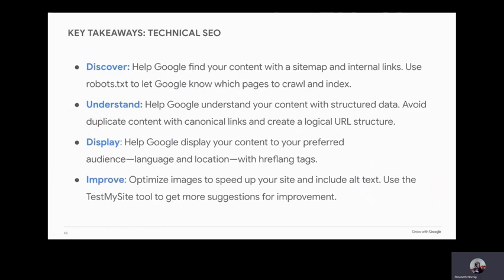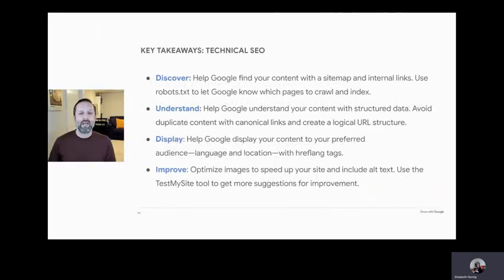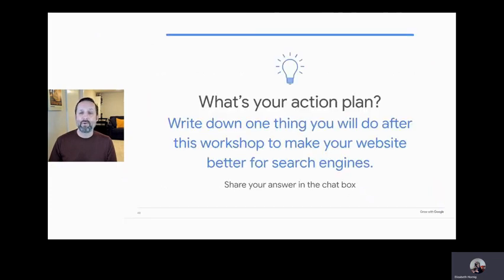And for technical SEO, discover. Help Google find your content by creating and submitting a sitemap. Incorporate internal links and publish a robots.txt file to help Google know which pages to crawl. Understand. Help Google understand your content by using structured data, avoiding duplicate content with canonical links, and creating a logical URL structure. Display. Help Google display content to your preferred audience, language, location, or both with hreflang annotations.